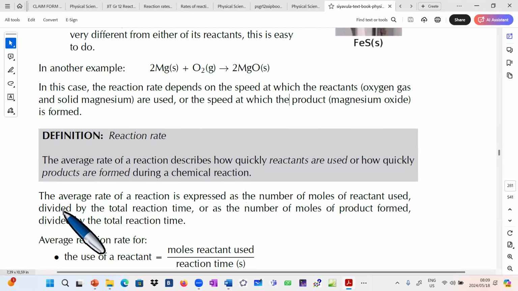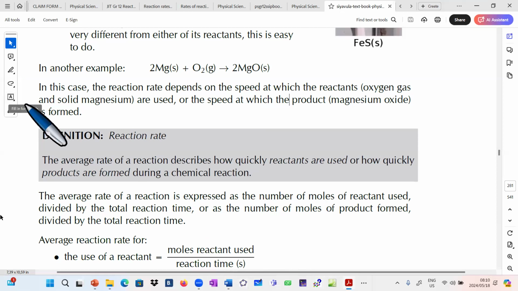Okay, let us look at the average rate of a reaction. The average rate of reaction is expressed as the number of moles of reactant used divided by the total reaction time. So how do we express the average rate of a reaction? The average rate of reaction is expressed as the number of moles of reactant used divided by the total reaction time, or the number of moles of product formed divided by the total reaction time. These are very important.